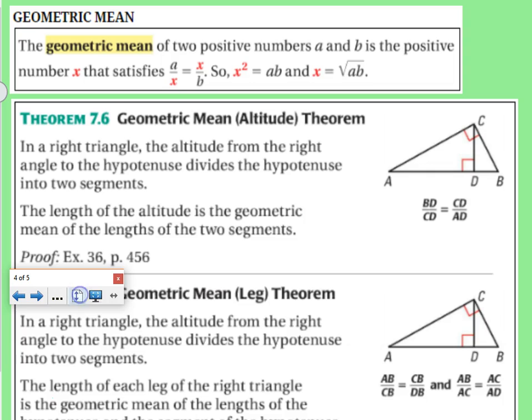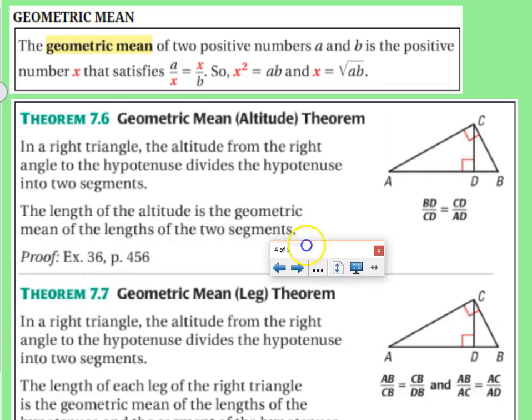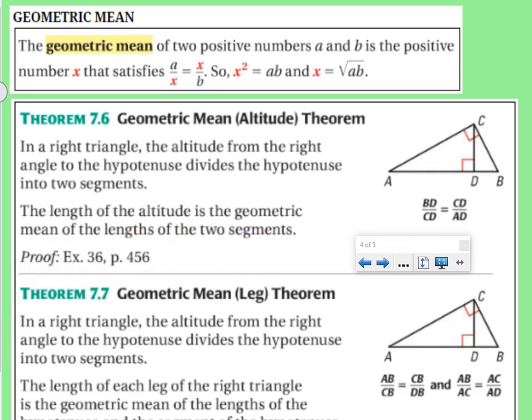Geometric mean. This is the big piece. We learned about the geometric mean in the beginning of chapter 6, and the geometric mean of two positive numbers a and b is the positive number x. So remember, x was in both the proportions, so x squared equals a times b, and then x was the square root of a times b. So the geometric mean can be found in that special triangle where the altitude is drawn.